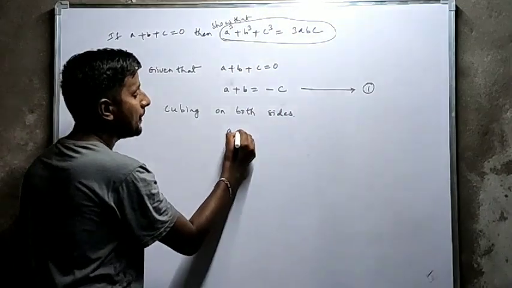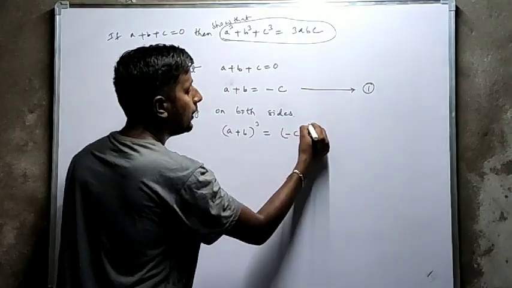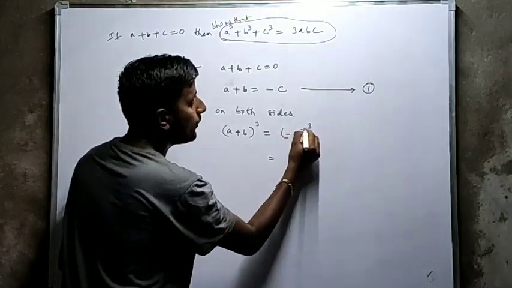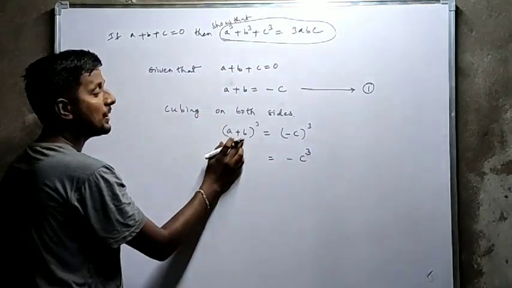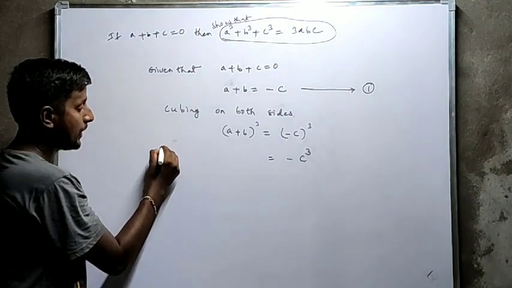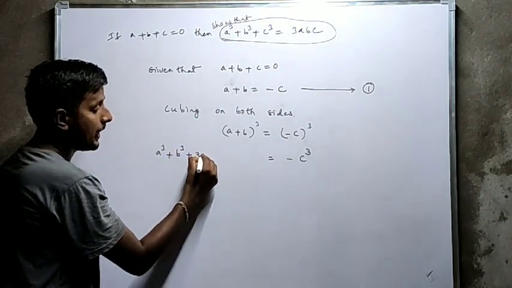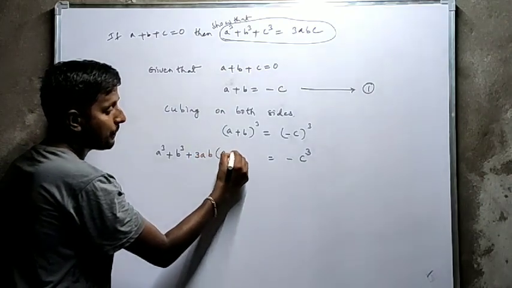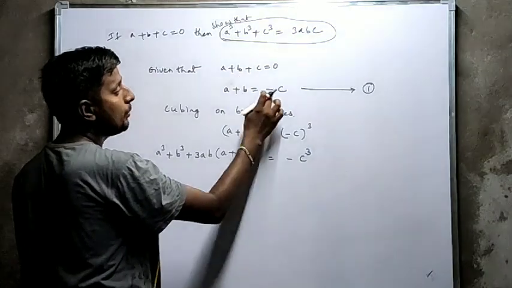Now I'll write a plus b whole cube, equals minus c whole cube. So it is a negative with the power 3, so the answer is minus c whole power 3. We already know the formula for a plus b whole cube: that is a cube plus b cube plus 3ab into a plus b. But from equation 1 we know the value of a plus b is minus c.